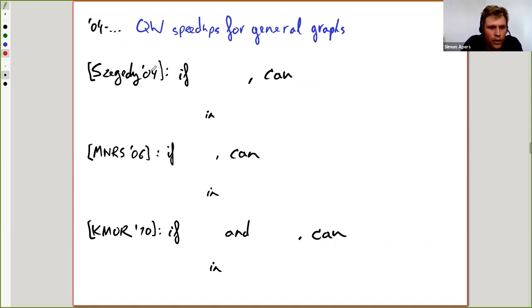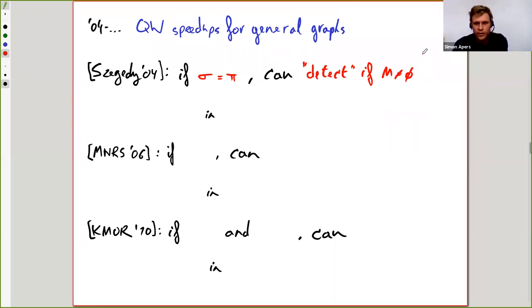Like I said, this was started by the work of Szegedy in '04. So what did Szegedy prove? I'm going to prepare you: there are basically two slides here of a timeline, but they all offer comparable results. What Szegedy proved in '04 was that if the initial distribution sigma is the uniform one, which is a particular case, then we can detect whether there exists a marked element or not.